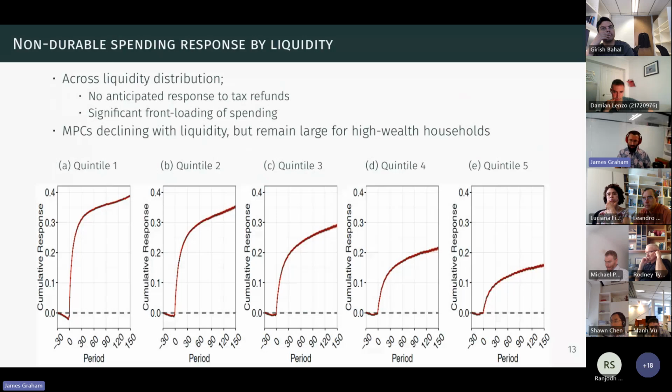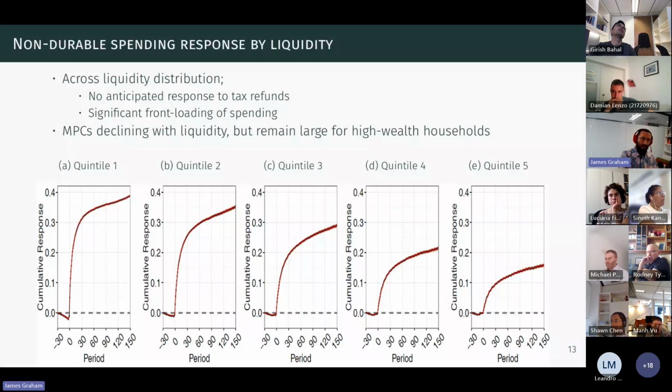So here's what this looks like across the liquid asset distribution. I'm going to group households by the quintile of their liquid assets measured in the 9 months prior to the tax refund. So their liquid asset balances are not getting mixed up with the actual change in their liquid asset balance as the money comes in. This is all prior to the tax refund. So at the bottom of the liquid assets distribution, you're going to see something very similar to the top of the liquid assets distribution. Very little anticipated spending up until the day the money comes in, and then a lot of spending in that first 30 days, and then much smaller amounts of spending in the days that follow.